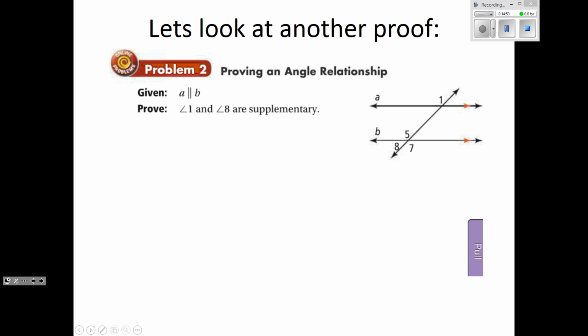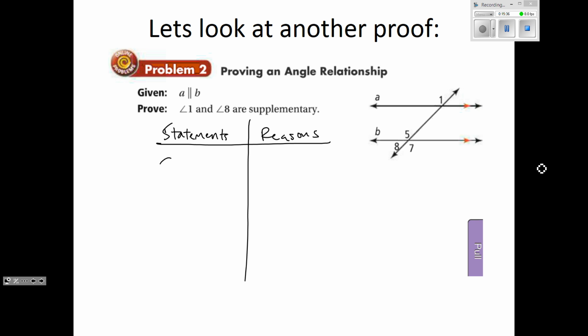Okay, class, let's talk about this one together. Okay, let's assume for a minute that we did want to create a proof from scratch. Okay, this says assume that line A and line B are parallel. It wants us to prove that angle 1 and angle 8 are supplementary. Okay, so if I were making a proof for this, I would start with statements and reasons. Okay, my first statement would always be my given statement, so A is parallel to B, and the reason is always that it's given to us, right?